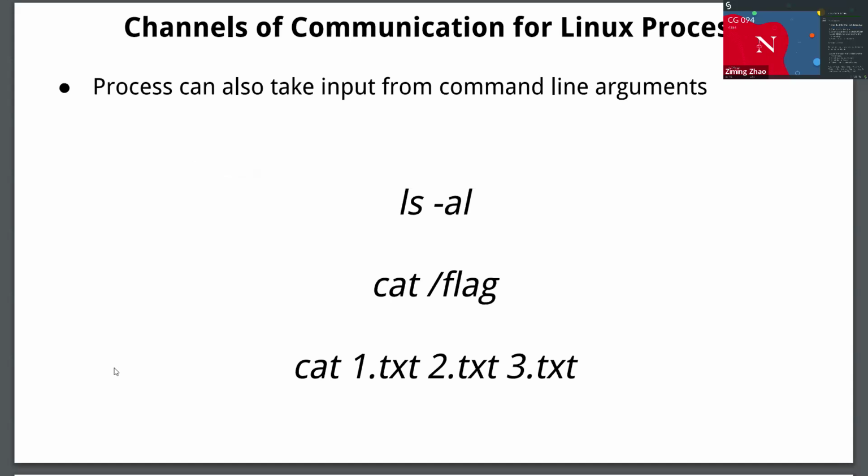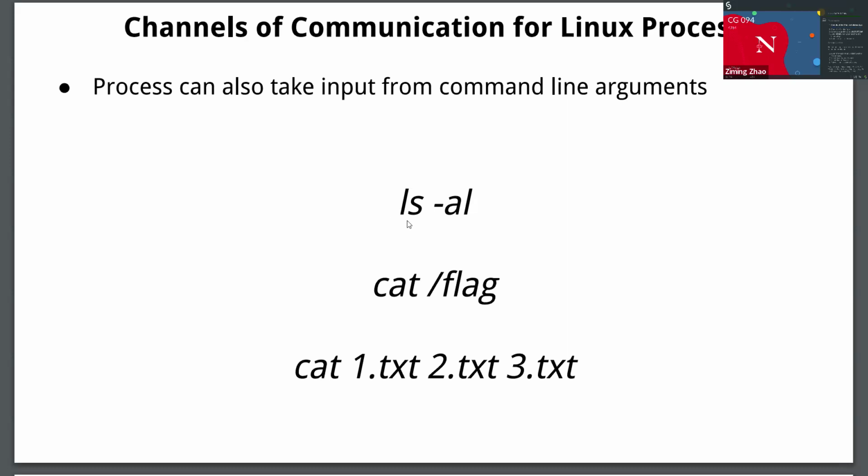Also, a Linux process can take input from command line arguments, not necessarily just from the std in. It can open a file and take input from a file. It can open a socket and take input from a socket. In this case, we have three commands here. The first one is ls. That's a command, that's also a program. When you type this in the shell, the shell is creating a new process using the program ls. And after the white space, what you have is the command line argument.